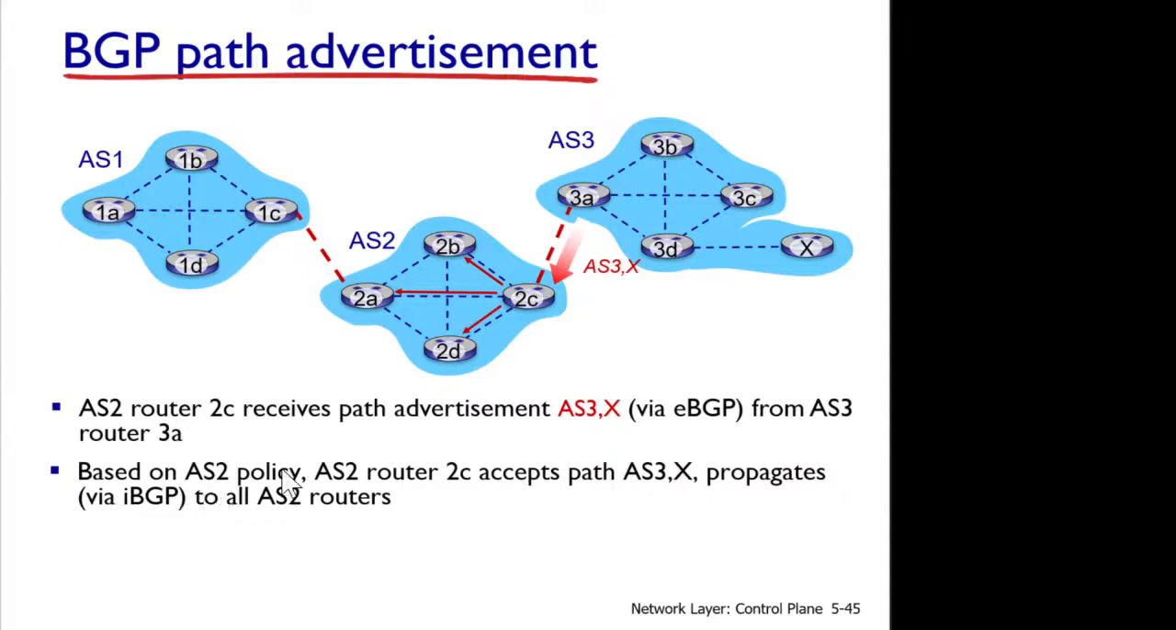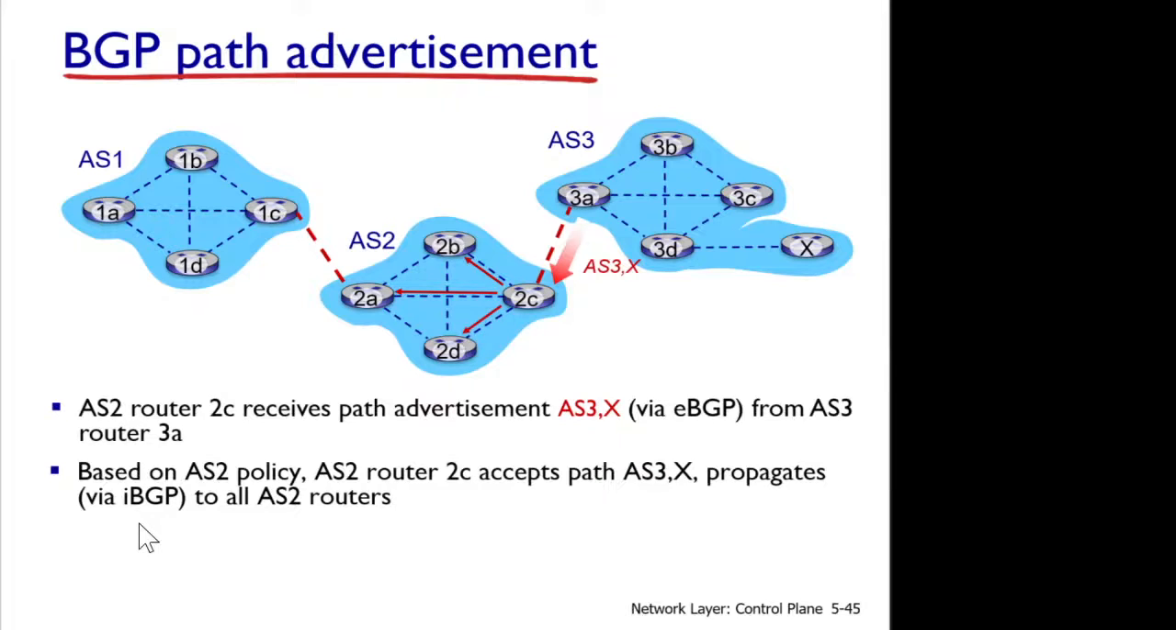So based on AS2's policy, that AS2 router 2C accepts the path and then propagates. Okay, so that's another important point here, policy. There's a little bit more to the story here on policy. This is where the whole idea of least cost paths is not necessarily the only answer when it comes to the path that will be taken. So this is the opportunity, if you like.